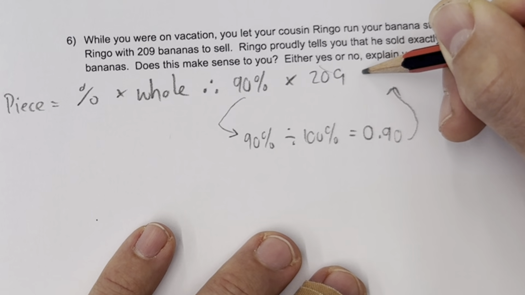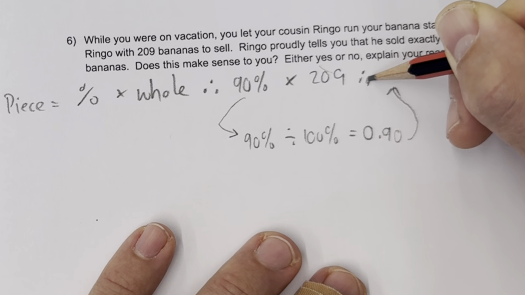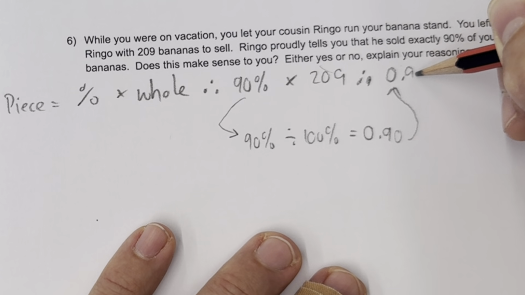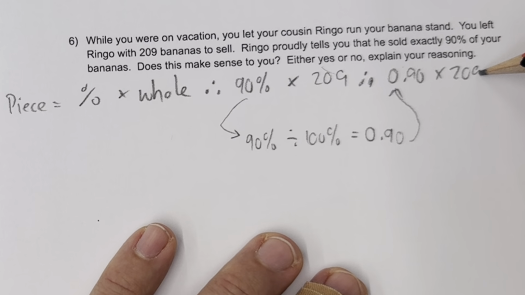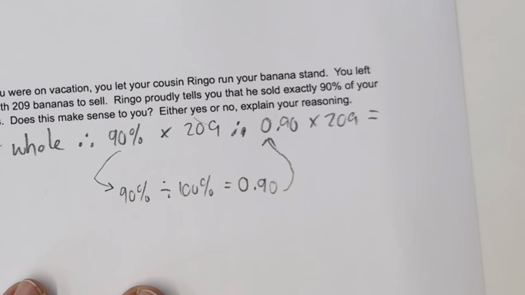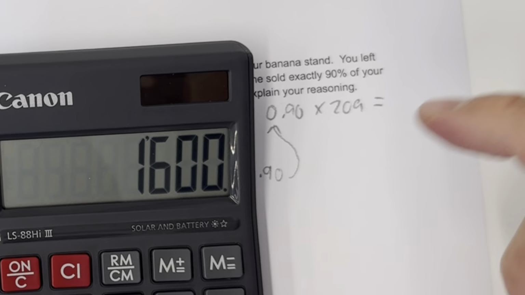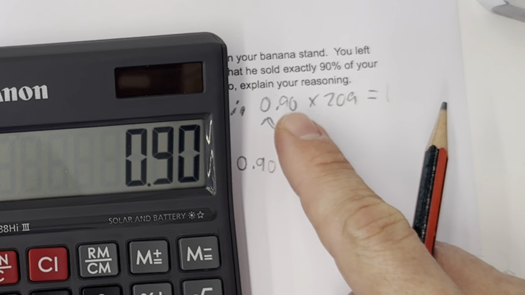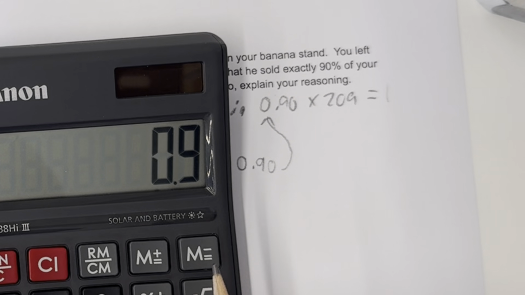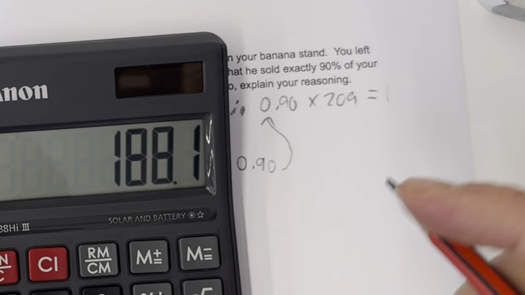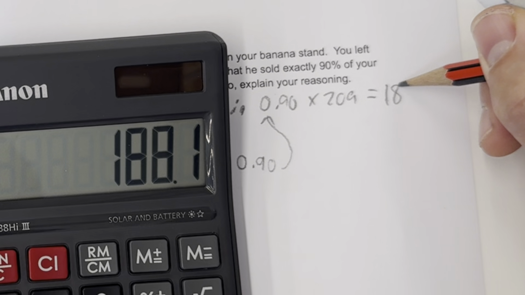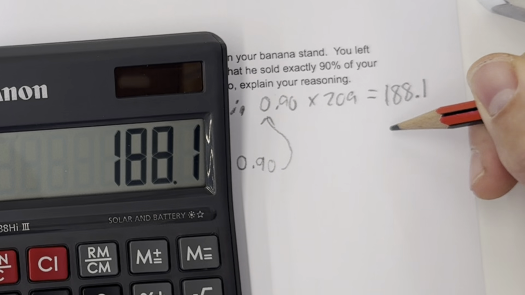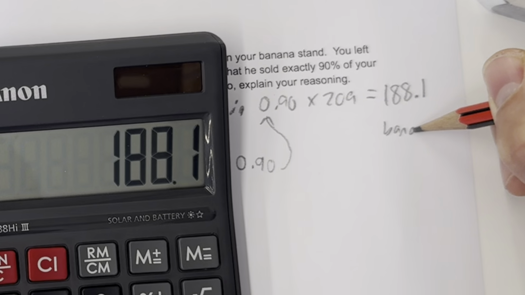Coming right back here, and here we go. 0.9 times 209. I've showed my calculation. I can just use my calculator now. So we do 0.9, that's 90%, times 209, and we get 188.1 bananas.